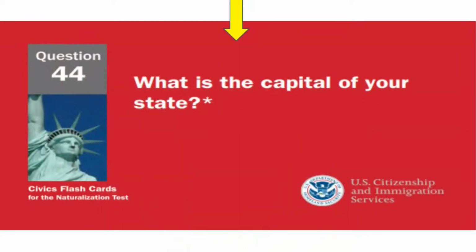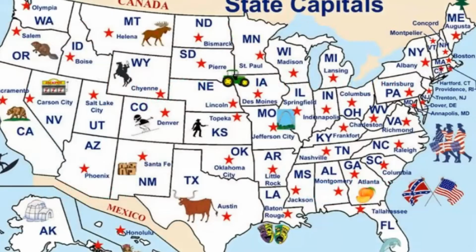What is the capital of your state? In front of you, you have a map of all 50 states. You're more than welcome to use this map in order to find out the capital of your state. If you look at the map, you see, for example, California, you see that the capital is Sacramento. If you look at Arizona, you see that the capital is Phoenix. And if you look at Texas, you see that the capital is Austin. So find your state and you will also find the capital city of your state. Let's move on.